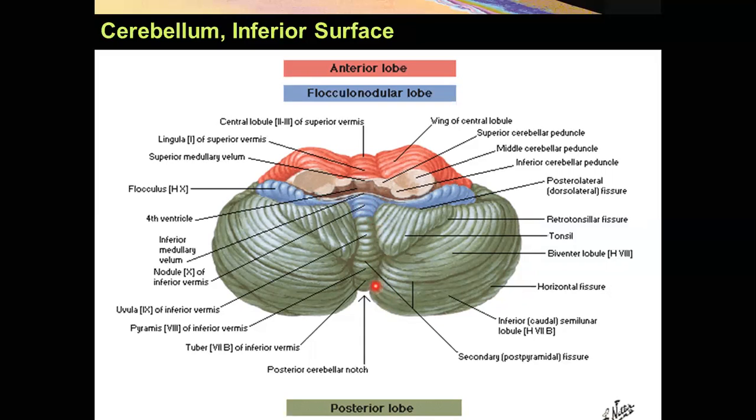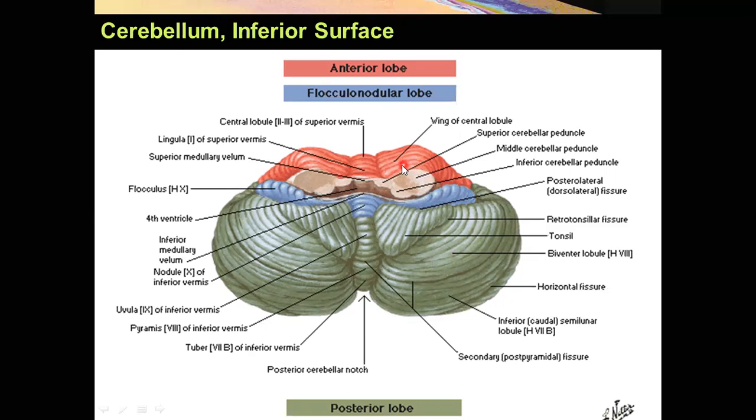And here you have the secondary or post-pyramidal fissure. Again, it is the horizontal fissure. This is the tonsil, retrotonsillar fissure, and this fissure is the posterolateral or dorsolateral fissure, which separates the flocculonodular lobe from the posterior lobe.